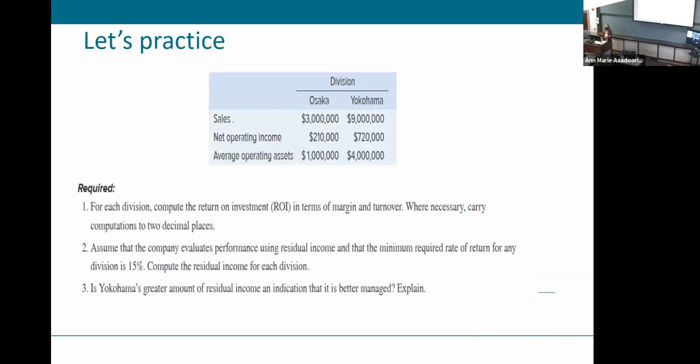Okay, let's do some problems. All right, so here we have two divisions. We have Osaka and Yokohama division. I'm giving you sales, I'm giving you net operating income, and I'm giving you average operating assets for each division. Let's just start with number one. Compute the return on investment in terms of margin times turnover, and where necessary, carry the computations to 2 decimal points. So we use ROI as our performance measure, and I want to know which division is performing better.